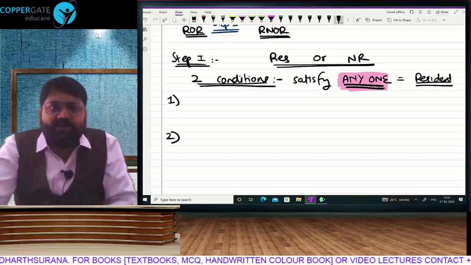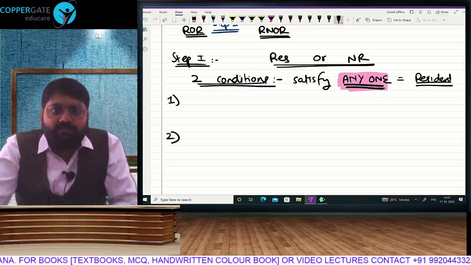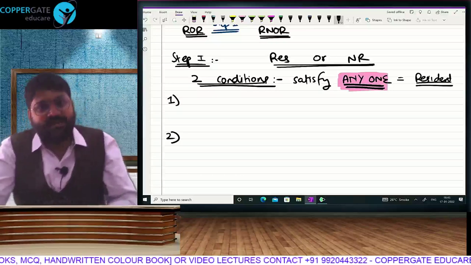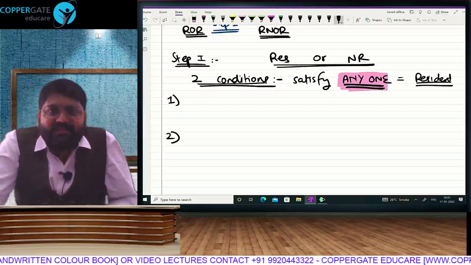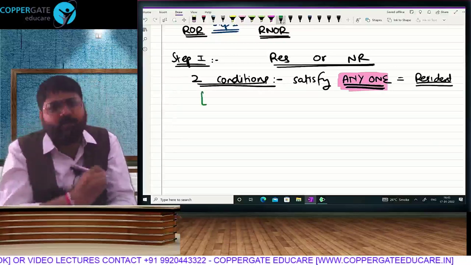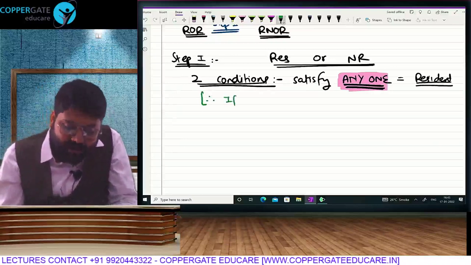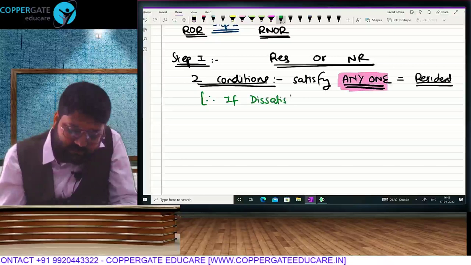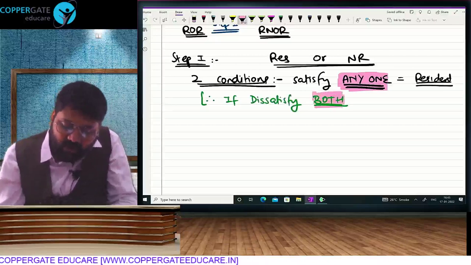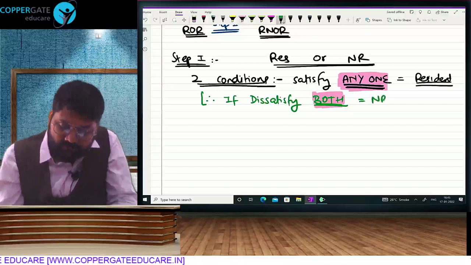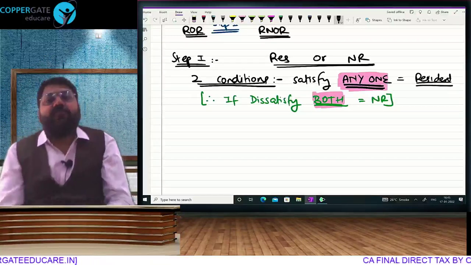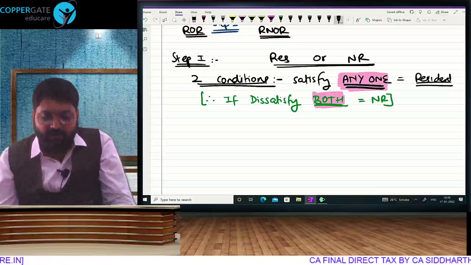Supposing you satisfy both conditions, then what are you? Obviously resident. You satisfy 1 but not 2, then still resident. 2 but not 1, then still resident. See if you have common sense, a little brain to understand. Therefore, if I dissatisfy both condition 1 and condition 2, then what will I become? That means satisfy any one of the two conditions and you become a resident, and dissatisfy both conditions and you become a non-resident. Are you following?